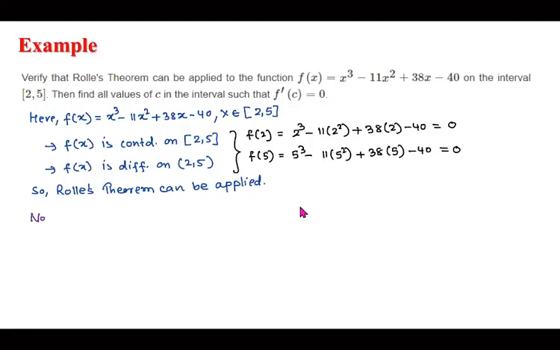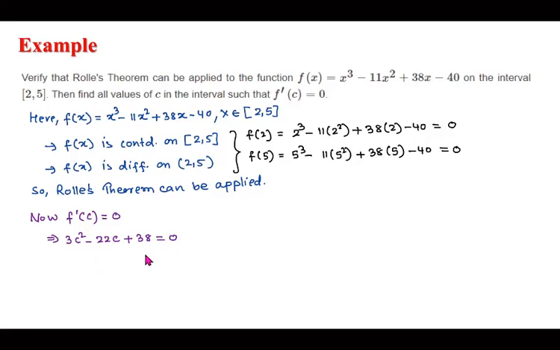Now, by Rolle's theorem, what we know is the derivative of the function at c is equal to 0, where c is a value in the interval that is given. So let's find the derivative of this function and plug in c. The derivative of x cubed minus 11x squared plus 38x minus 40 is 3x squared minus 22x plus 38. If you plug in c, it will be 3c squared minus 22c plus 38 equal to 0.